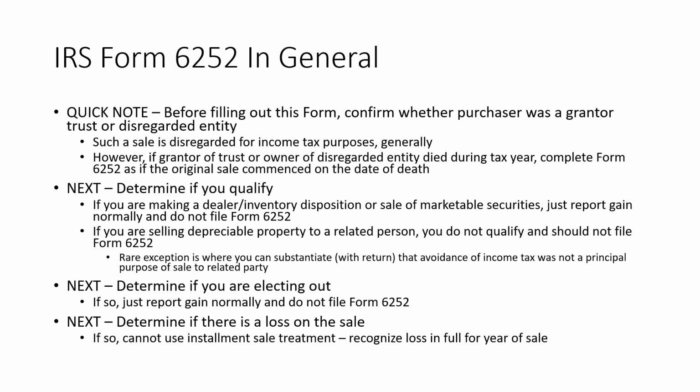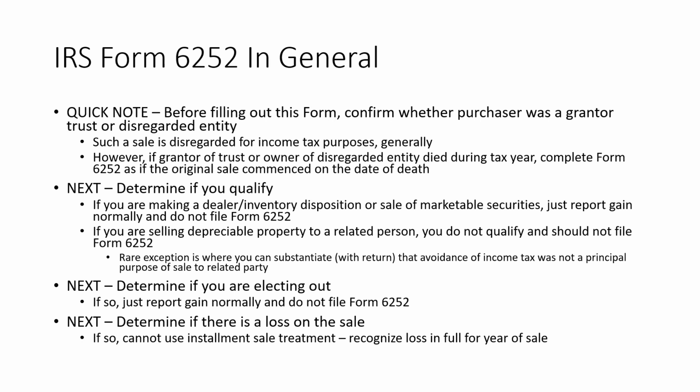Now, before you go down the rabbit hole, you need to determine whether you need Form 6252 in general. First off, a lot of people tend to not necessarily address this, and I've seen this specific error on a number of tax returns before. But before you fill out this form, you need to confirm whether the purchaser is a regarded entity for income tax purposes. So if you have an installment sale for a sale to, say, a grantor trust or a disregarded entity such as a single member LLC, there's going to be no income tax event here. The sale is going to be disregarded for income tax purposes.